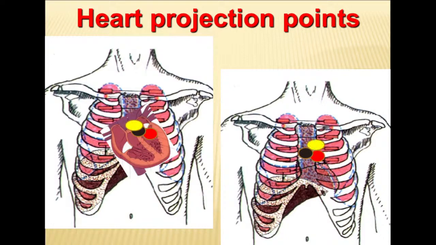Pulmonary trunk valve, second intercostal space to the left of sternum. And the tricuspid valve localizes on the middle of the line which interconnects the third rib on the left with the fifth rib on the right.